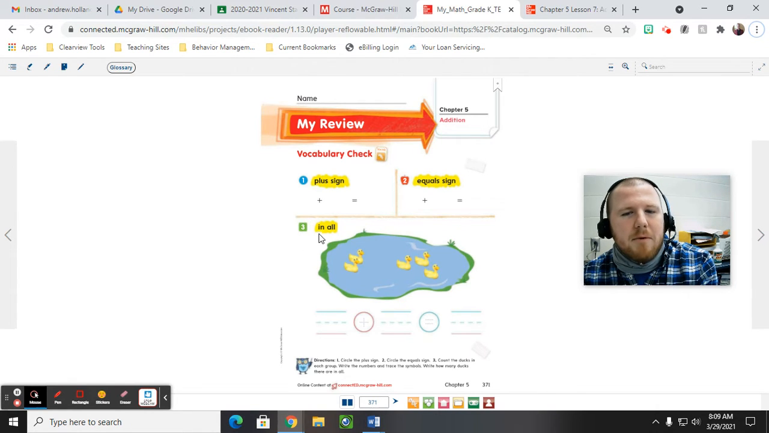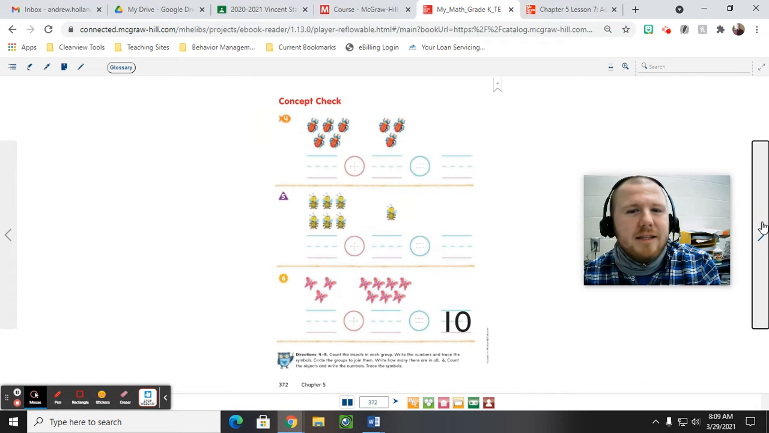And then number 3 down here, it says in all. Those are two sight words, in all. In all is basically counting all of the objects. So we have 2 ducks here plus 3 ducks swimming over here. So how many are there in all? You count all of the ducks, and then that is your answer. So those are some of the things that we learn in this chapter.